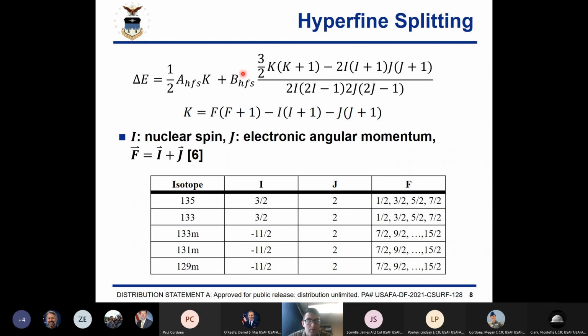And the other big thing to take away from this are the A and B hyperfine coefficients, which tell you the magnitude of your hyperfine splitting and come from different nuclear parameters. And I'll talk a little bit more about those in a few slides.